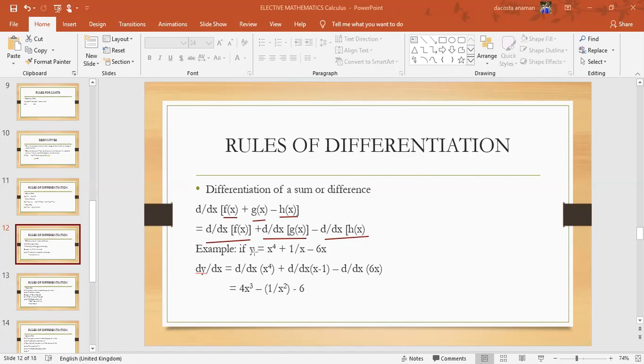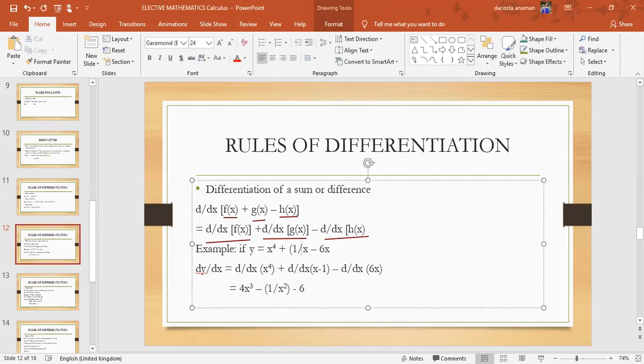The example now is equated towards y, which is y is equal to x raised to the power 4 plus 1 over x minus 6x. Let me put the 1 over x in brackets not to confuse us. Okay, so x raised to the power 4 plus 1 over x minus 6x.